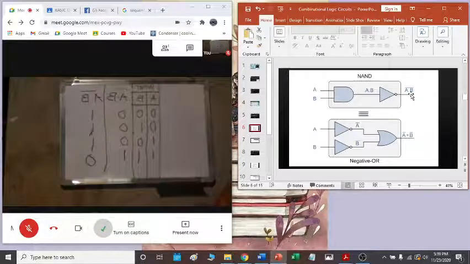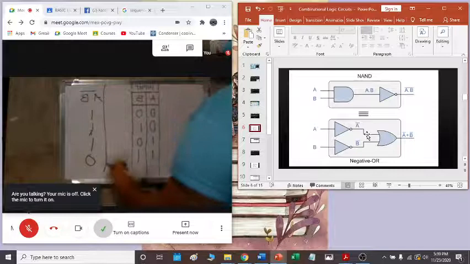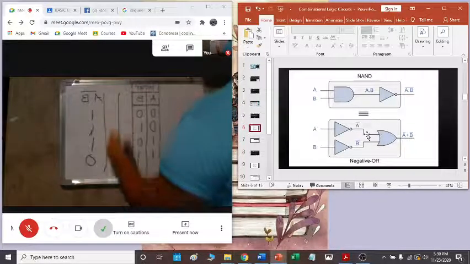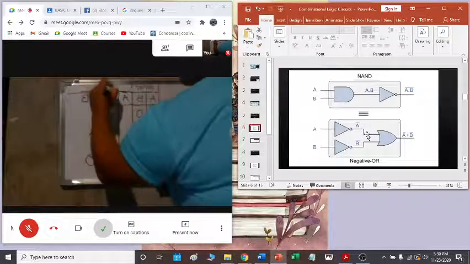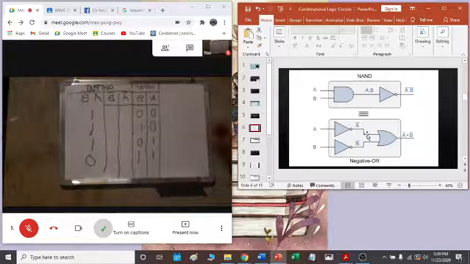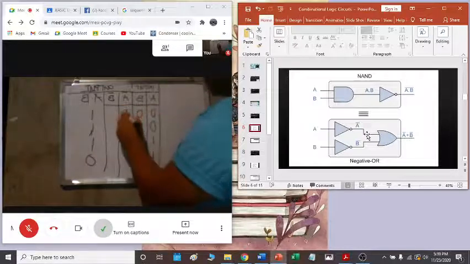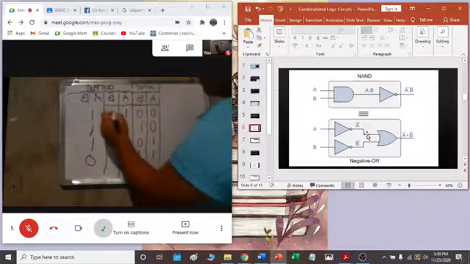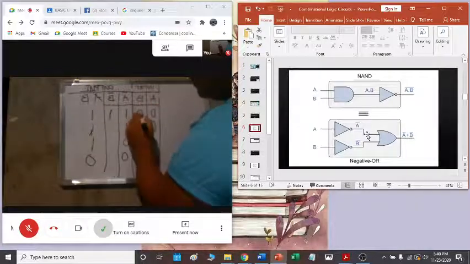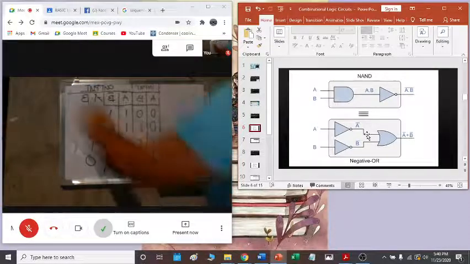Okay, so let's go to our negative 4. Here in the negative 4, the inputs are inverted first. So A, which is 0, becomes 1, and the 1 becomes 0. The same goes for B: 0 becomes 1, 1 becomes 0, 0 becomes 1, and then 0. Then it goes to an OR gate.